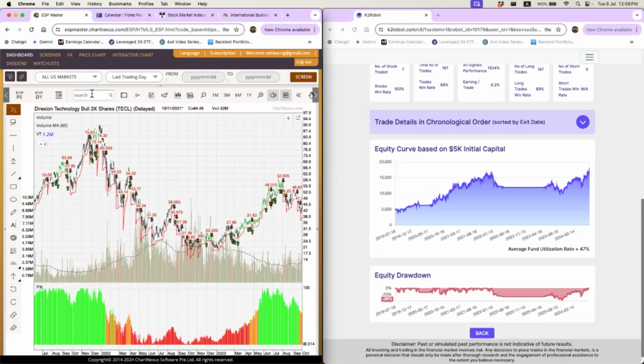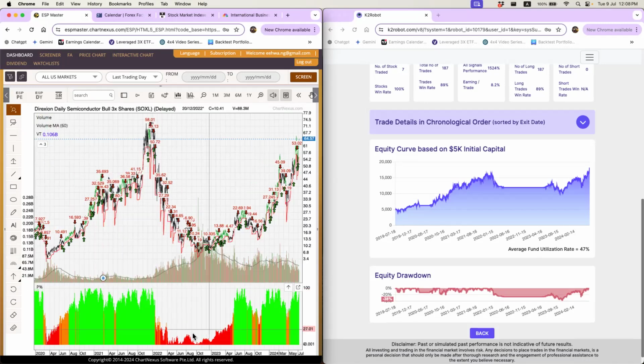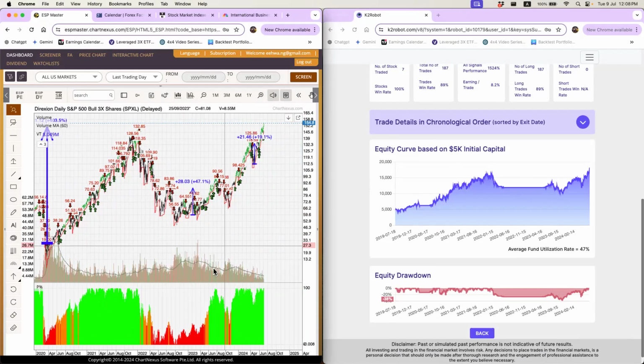You can see tech, you can see stocks, it's the same. It's the bear market. No trade was taken. During this period, no trade was taken. That is why it is a flat line over here. No trade for 1-2 years.